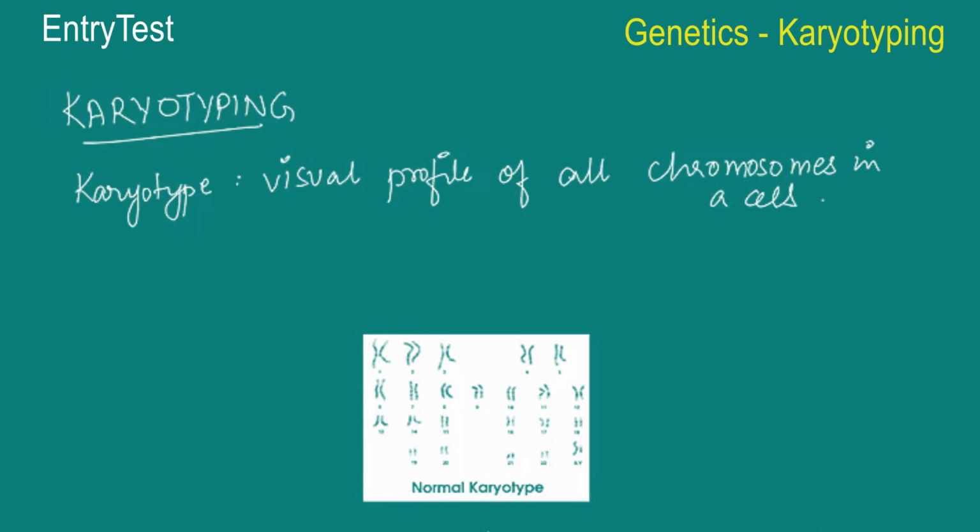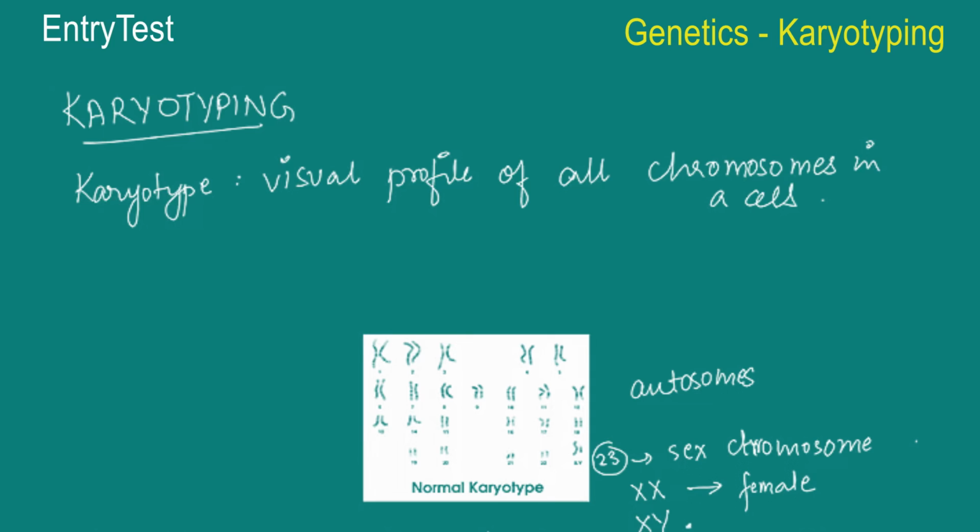You can see it has 1, 2, 3, 4, 5, like that it has all the 22 pairs, and the last pair, which is the 23rd pair, is known as the sex chromosome pair. That's why it's showing X versus Y. And the remaining 22 are known as autosomes because they do not depend on the gender. If the chromosomes are an X chromosome and another X chromosome, that gives rise to a female zygote. But if there is an X chromosome and a Y chromosome, that gives rise to a male zygote.